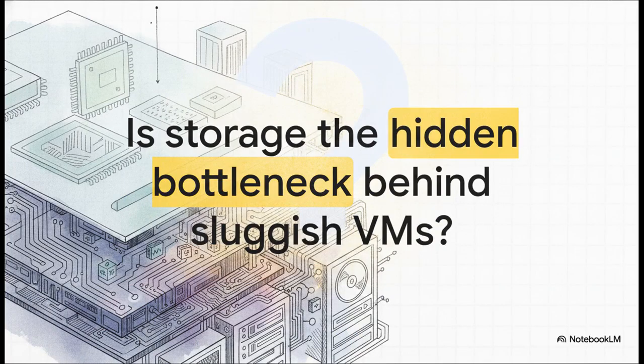So imagine this. A VM is running slow. What's the first thing system administrators usually blame? CPU or memory, for sure. Mostly because those metrics are right there, literally blinking at you on the dashboard. But more often than not, the real culprit is secretly hiding down in the storage layer. We're going to shine a massive spotlight on that hidden bottleneck today.